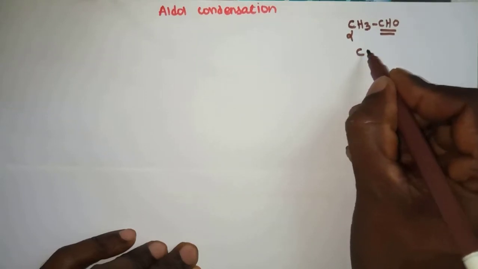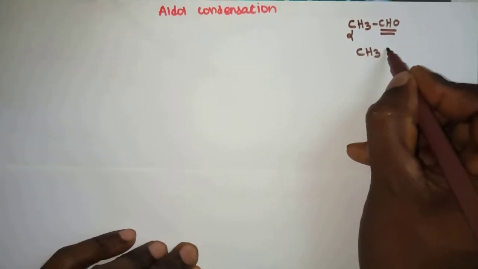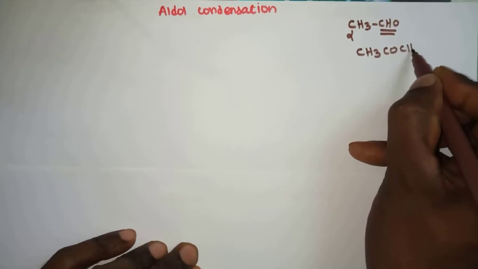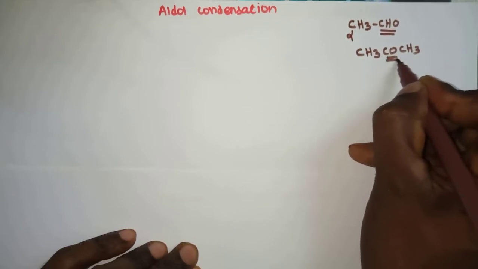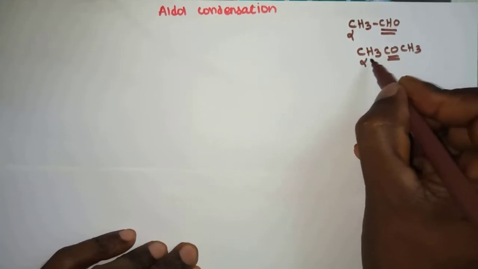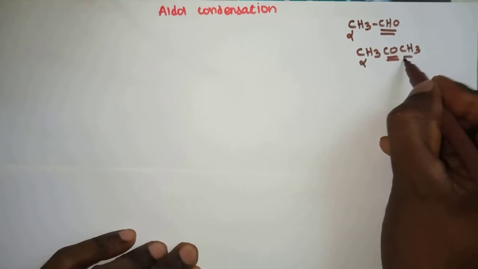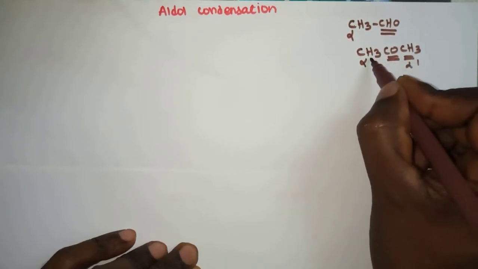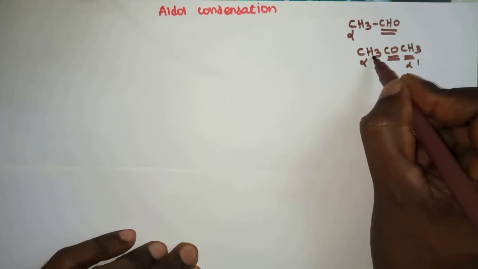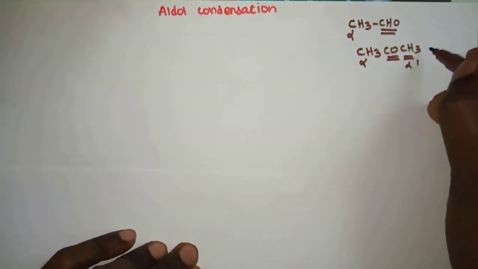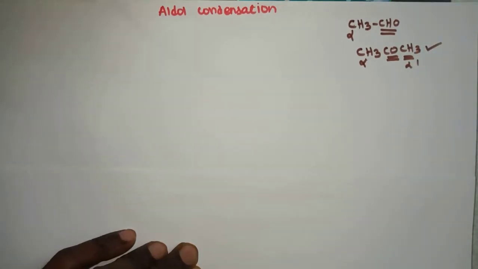One example for a ketone is acetone, CH3COCH3. This is an example for a ketone. This is the functional group. The carbon attached to the functional group is called the alpha carbon. This is the alpha carbon. So acetone has alpha carbon, and the hydrogen atom present in the alpha carbon is the alpha hydrogen. So acetone undergoes aldol condensation.